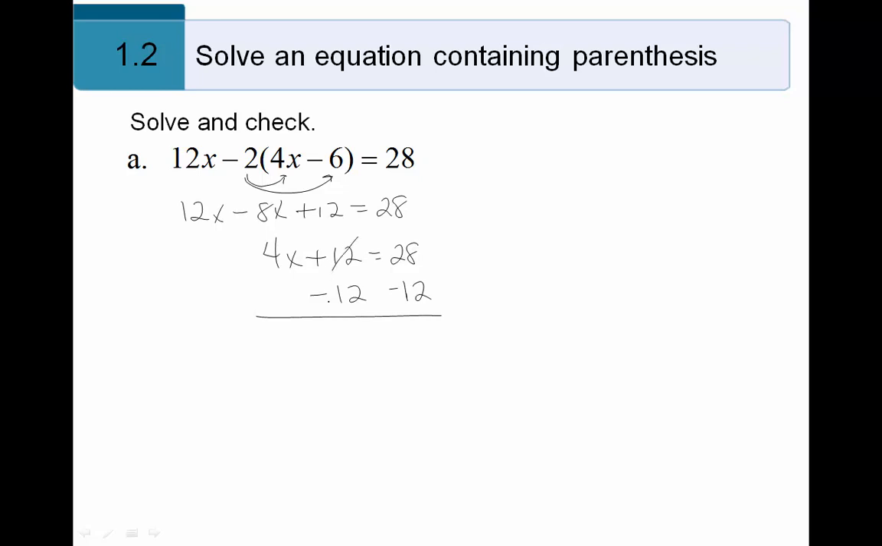Combining the numbers, the positive 12 and negative 12 cancel one another, and we get 4x equals, on the right-hand side, positive 28 and negative 12 is positive 16. Steps 2 and 3 are complete. We now have the variable on one side and the number on the other. The fourth and final step is to remove the coefficient. So we'll divide both sides by 4, and that gives us x is equal to 4.